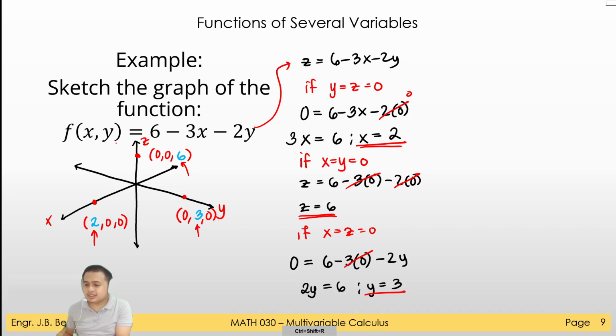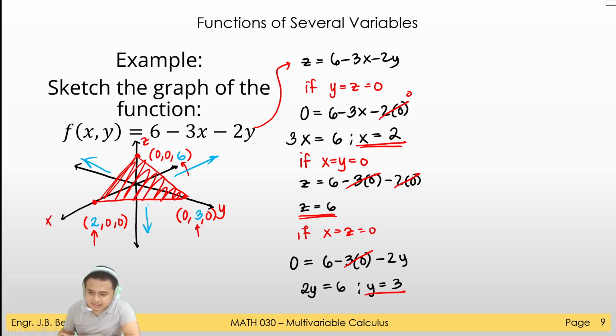Now, since this is a linear function, we know that this is a plane, so we can just connect these 3 points and extend this in all directions, and you will have this plane extending in three directions. Okay, so that is how you draw a function. You usually find the intercepts, then connect the dots and expand the surface. Although this is not applicable for nonlinear functions, which we will discuss later.